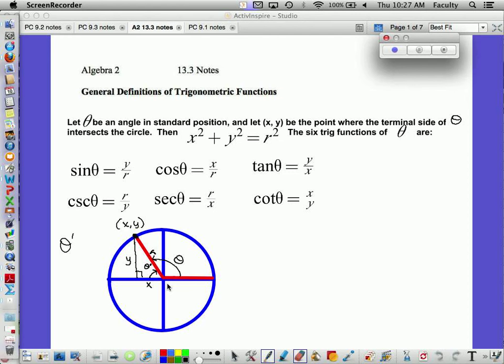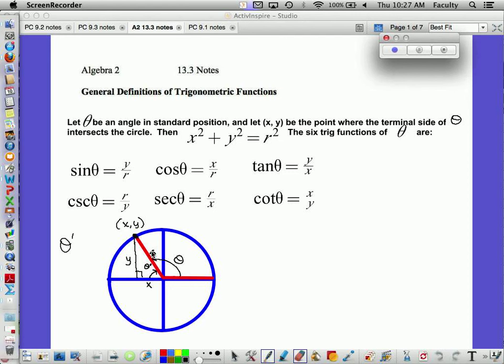Then we know x squared plus y squared equals r squared. If I drop that perpendicular, so that's an r right there, then the trig functions of theta would be: sine theta is y over r, cosine theta is x over r, and tangent theta is y over x.